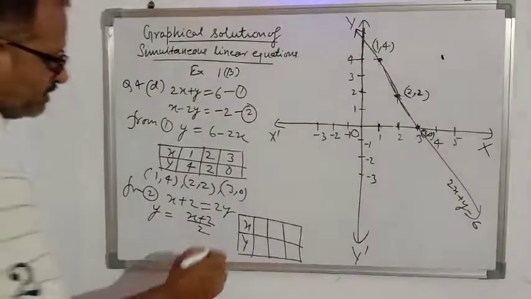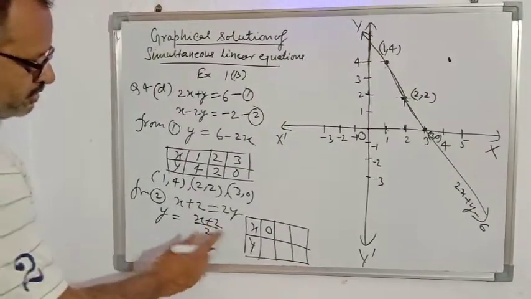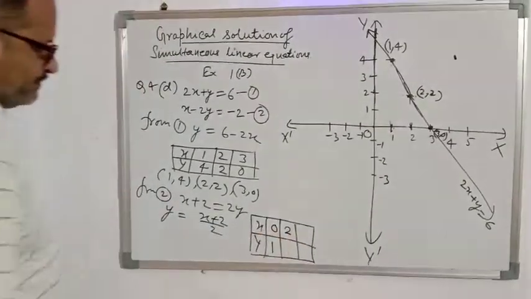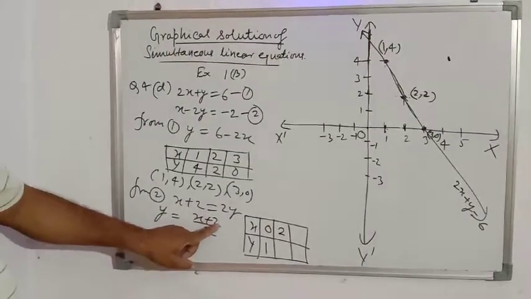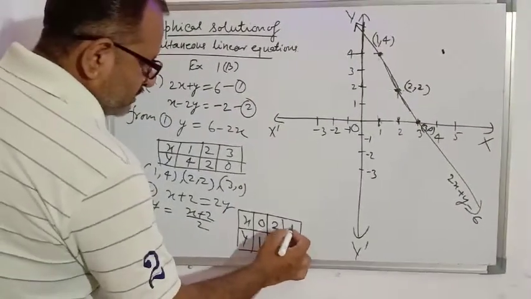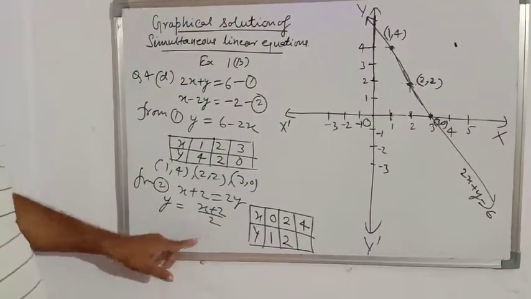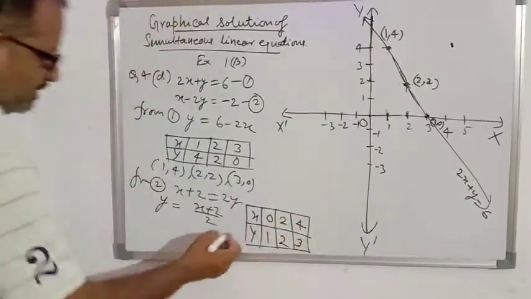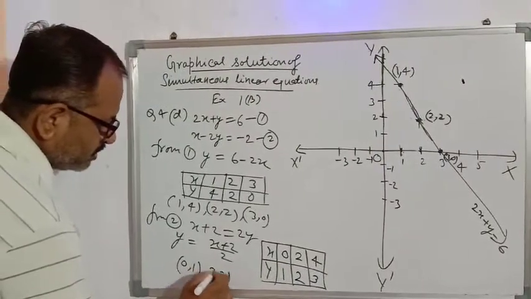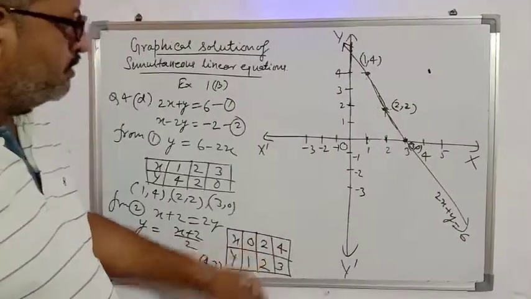Take x is 0. If x is 0, 0 plus 2 is 2, 2 upon 2 is 1. If x is 2, 2 plus 2 is 4, 4 upon 2 is 2. If x is 4, 4 plus 2 is 6, 6 upon 2 is 3. So y will be 3. So we have three points: 0, 1; 2, 2; and 4, 3.